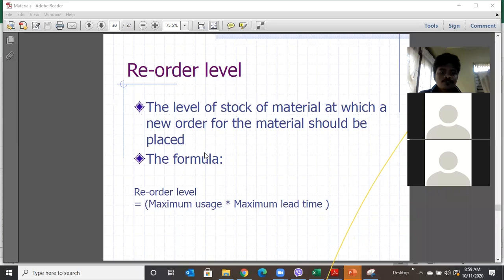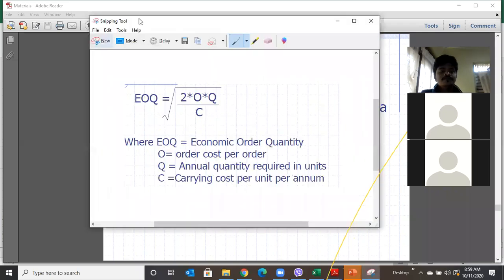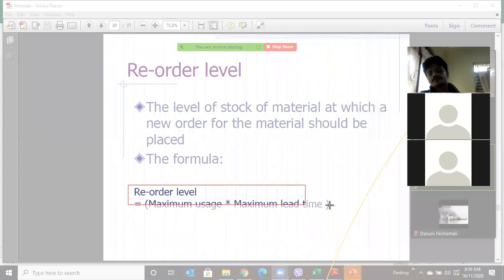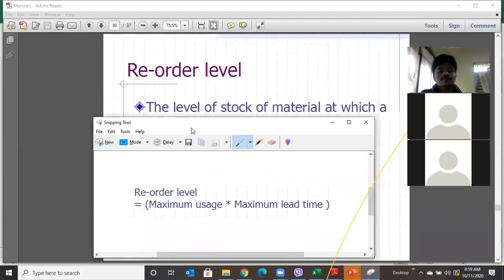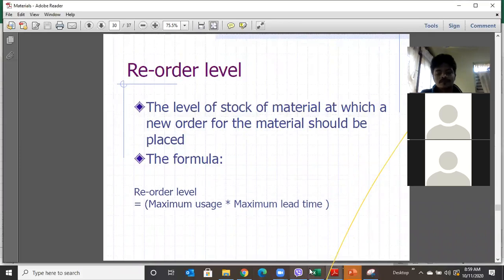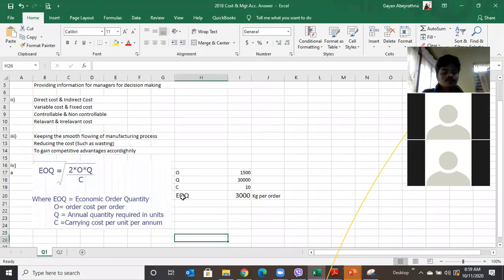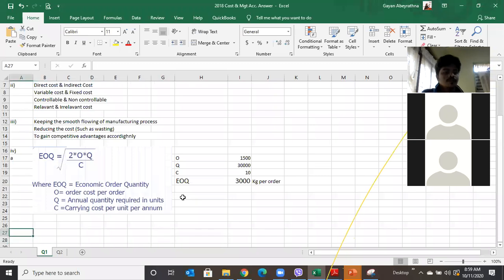So just to remind you, reorder level is the level of the stock of material at which a new order for material should be placed. Okay, then reorder level can be calculated as maximum usage into maximum lead time. Okay, get the answer? Answer B.